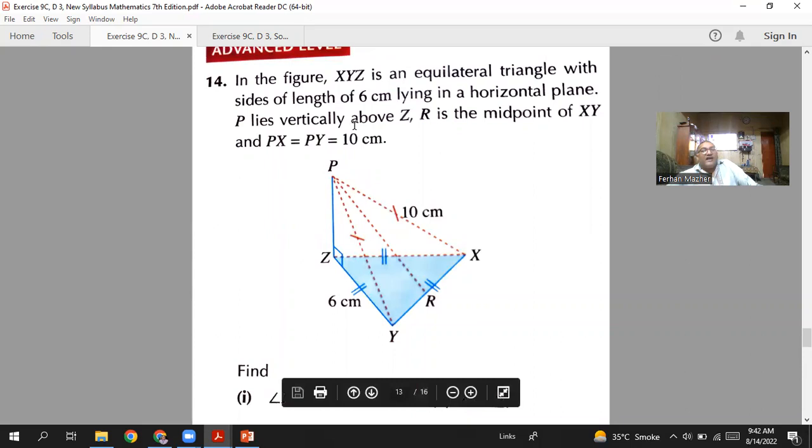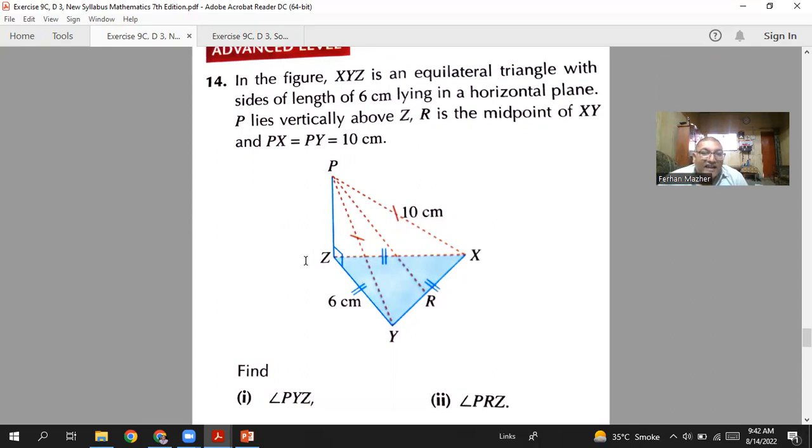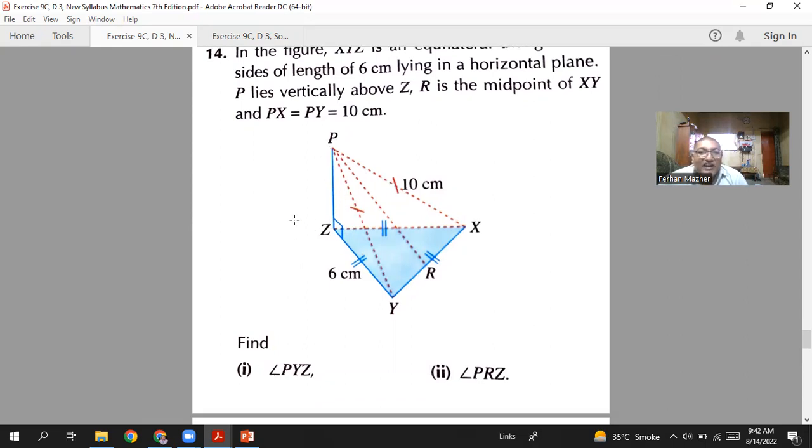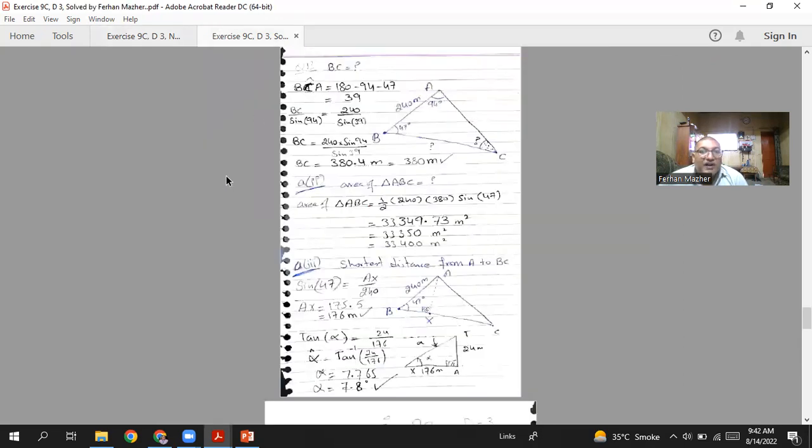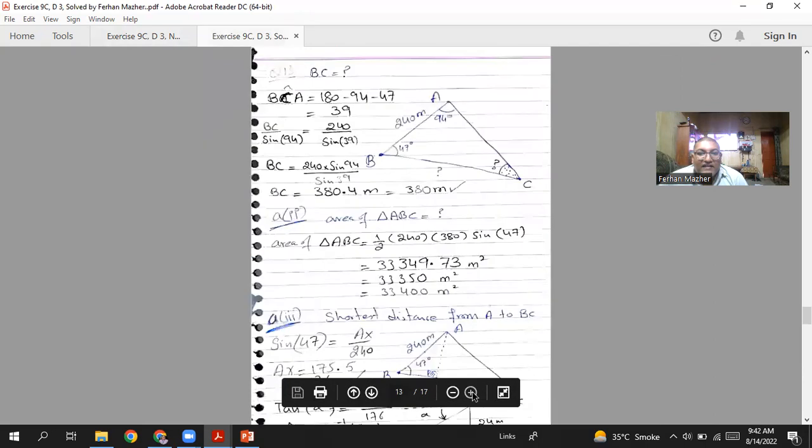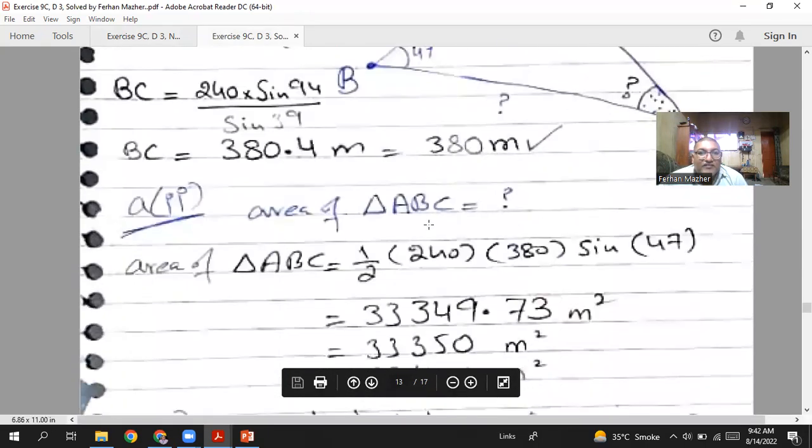So it's a right angle triangle. I know two sides: PY is 10, and YZ is 6, and the angle at Z is 90 degrees. I want to find out this angle PYZ, very simple. That's the first part.